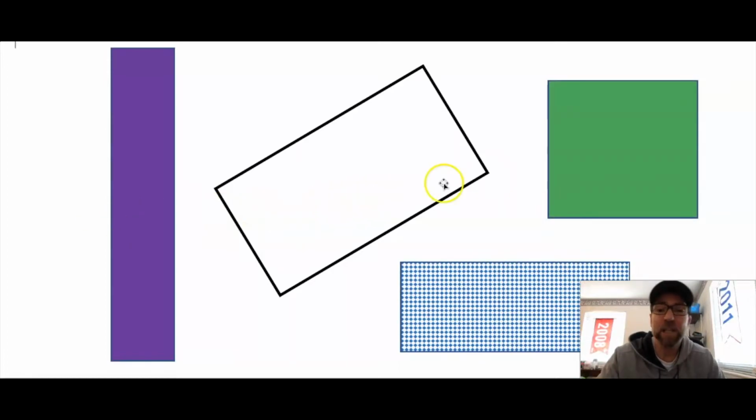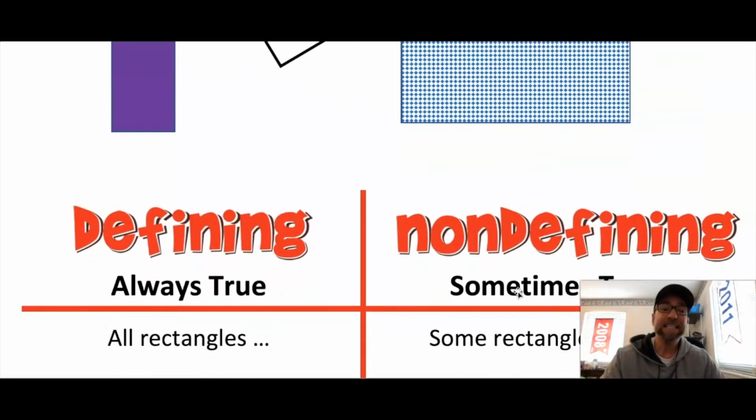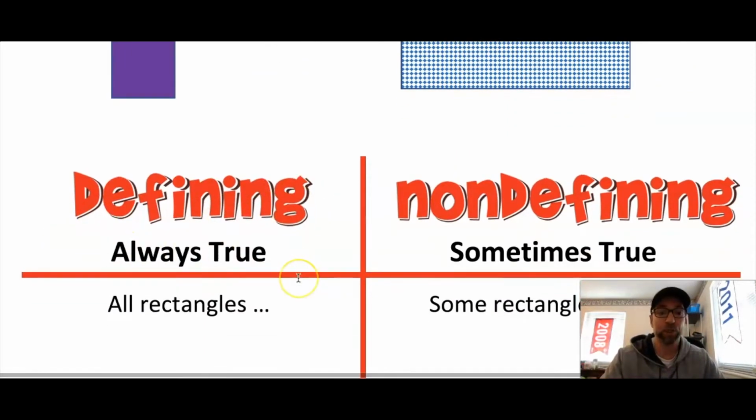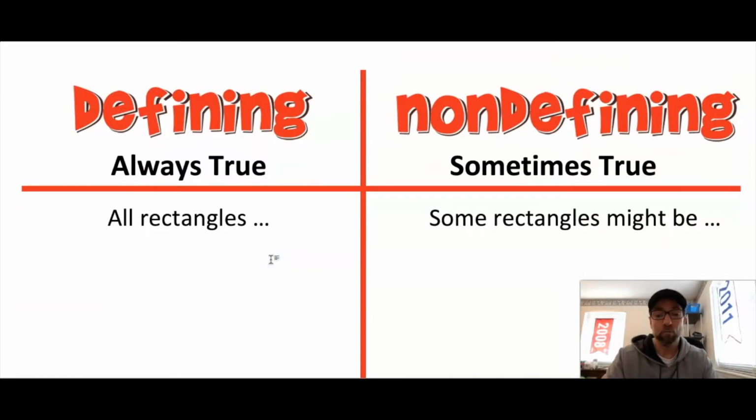All of these shapes have something in common. What do all of these shapes have in common? They all have 4 sides. So for my defining attribute, which means always true, all rectangles have 4 sides.